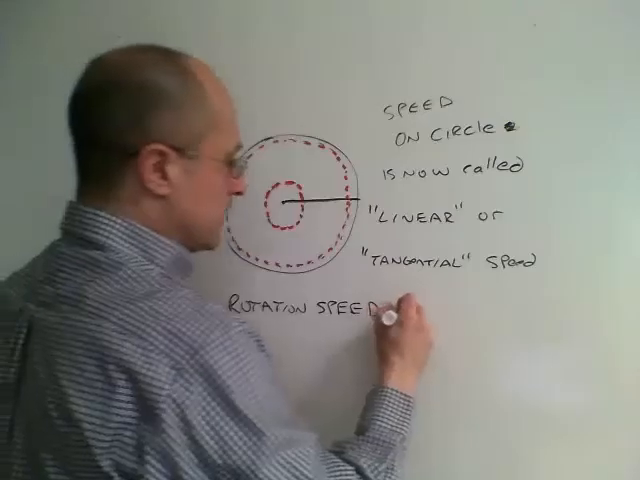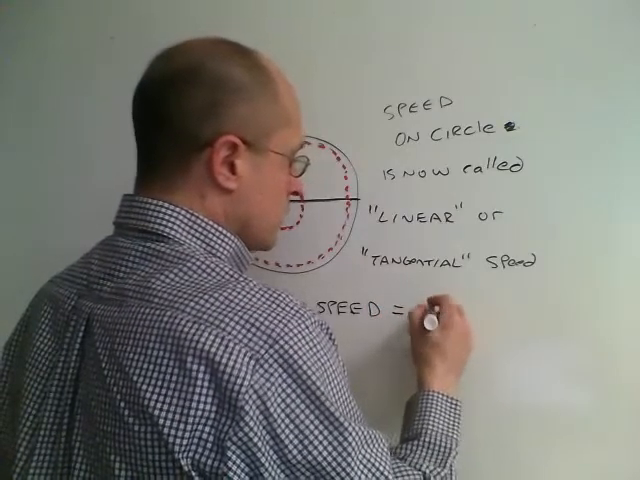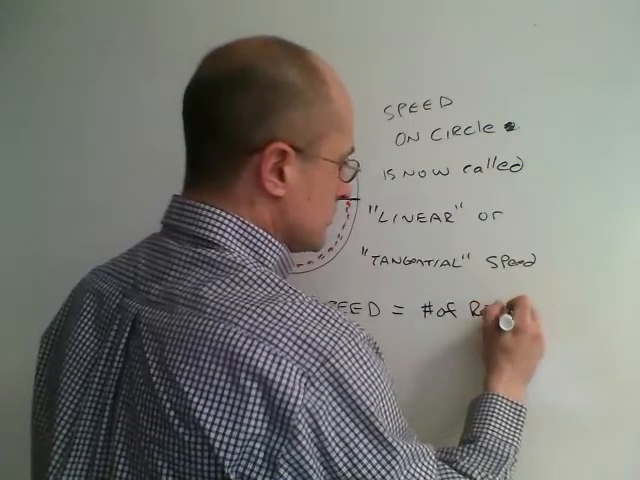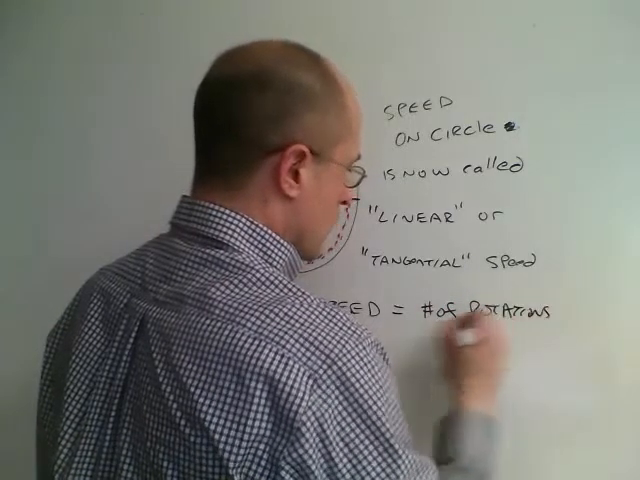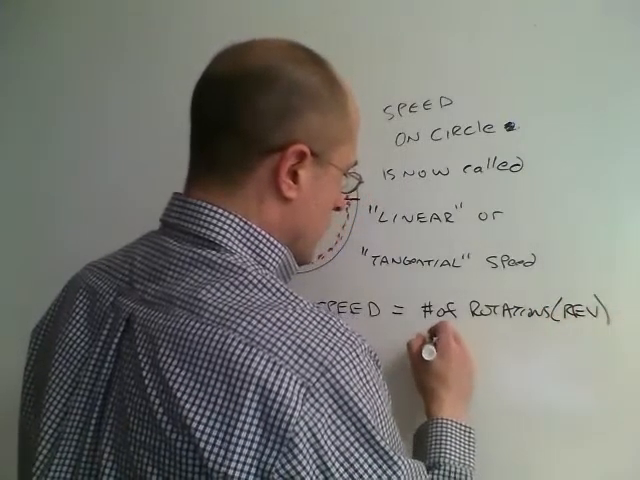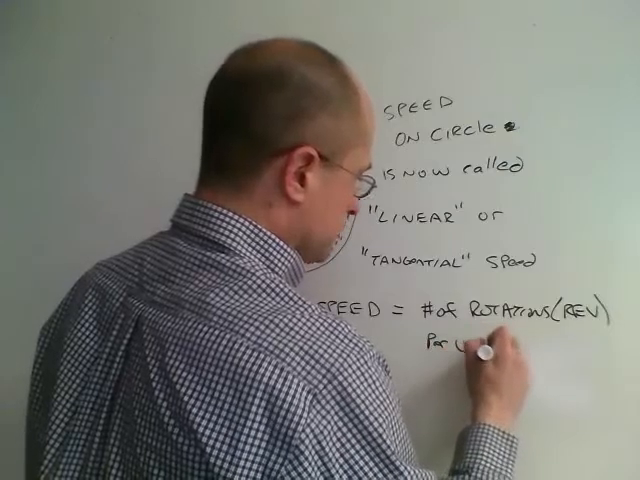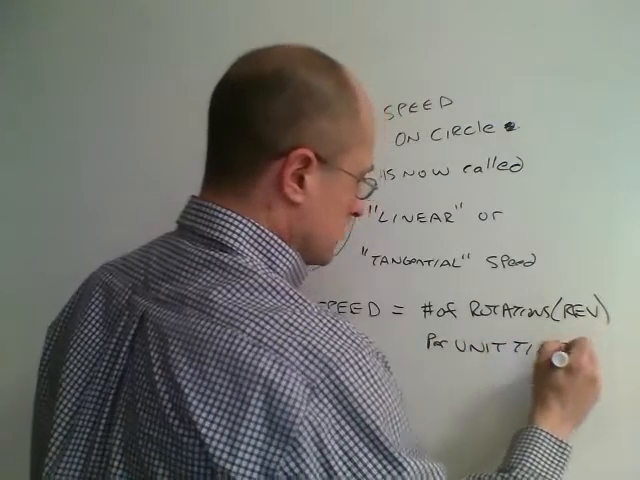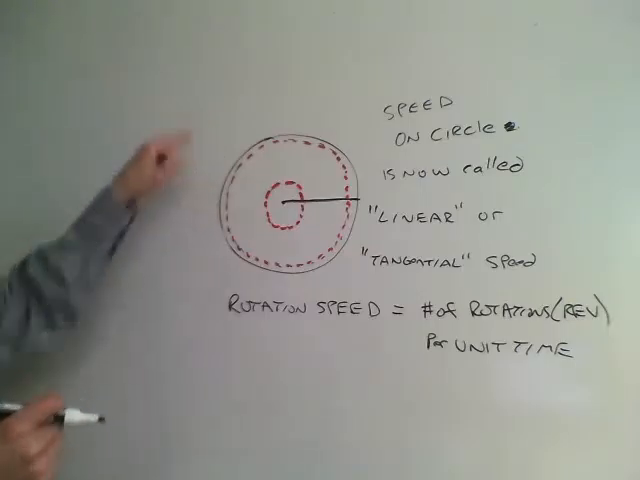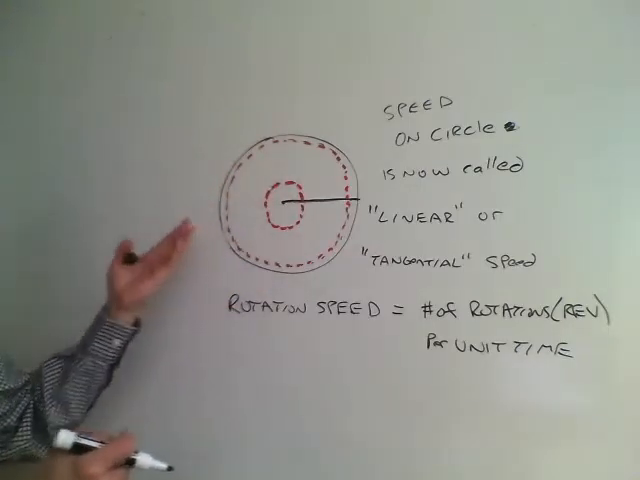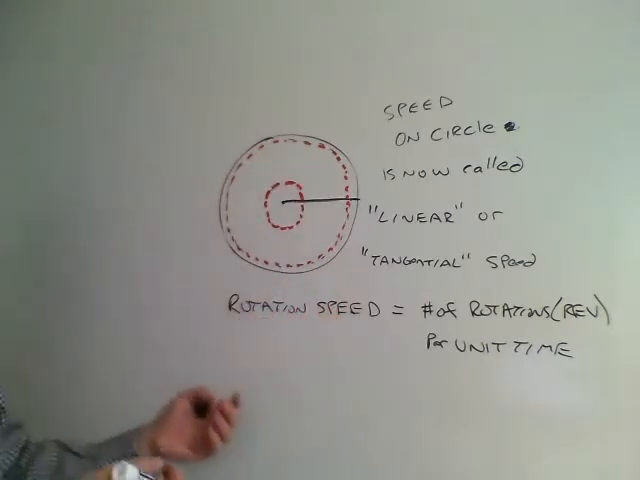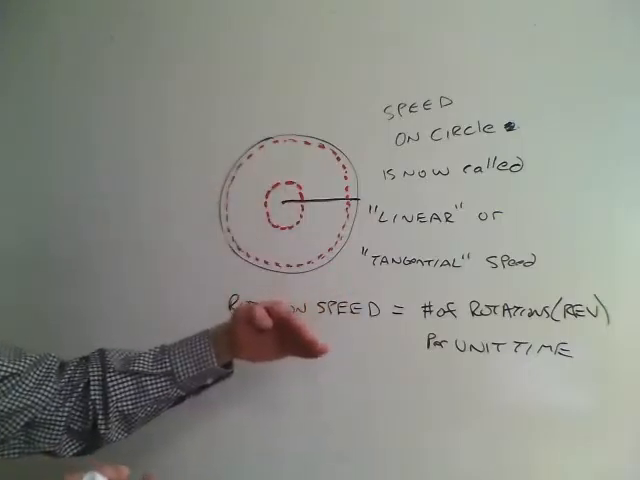So rotation speed is the number of rotations or revolutions per unit time. And this is the definition of a rotation speed. So, you know, if the thing went around 3 times in a minute, its rotation is 3 rotations per minute. Or you could break that down into rotations per second.